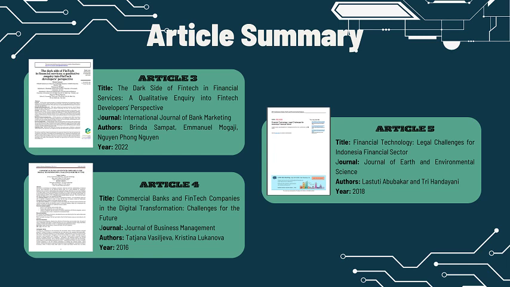Next, for Article 5, the title is Financial Technology, Legal Challenge for Indonesia Financial Sector. The journal is Journal of Earth and Environmental Science. The author is Lastuti Abu Bakar and Tri Handayani. The year is 2018. For the article, I can summarize this.